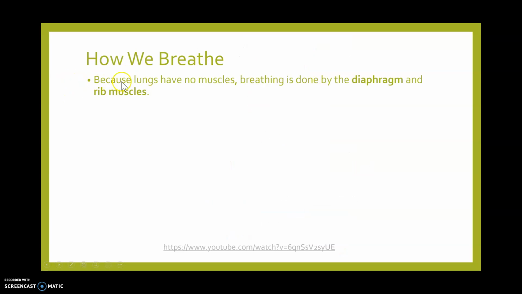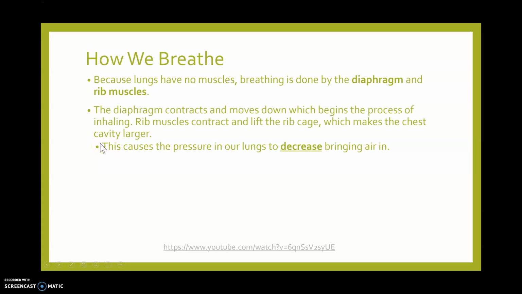So again, because the lungs do not have any muscles, breathing is done by the diaphragm and the rib muscles. So again, lungs are not a muscle, so we need the diaphragm and rib muscles to help us breathe. So how is that going to happen? Well, to start, the diaphragm is going to contract and move down, which increases our lung capacity here. That's going to be the process of inhaling as that diaphragm contracts.